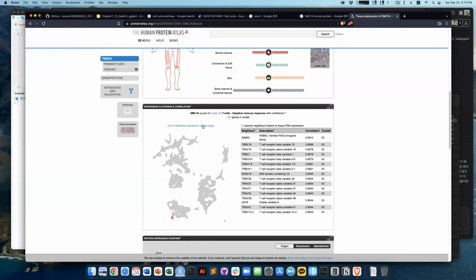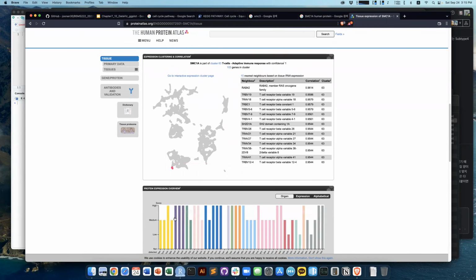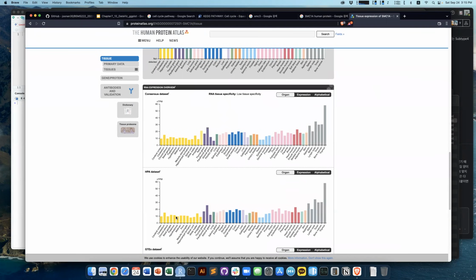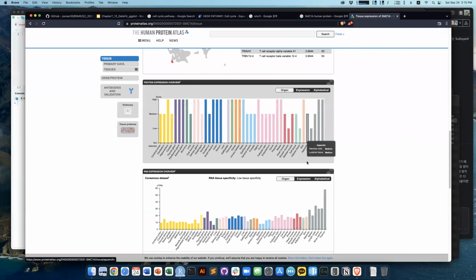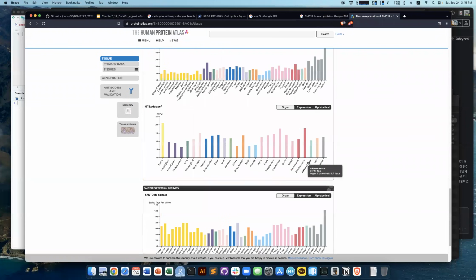Okay, so how about expression according to functions? So what is this gene? This is the adaptive immune response. So the gene is probably working in T cells. Okay, so here is the rank. So this is the gene expression overview. This is just a quick overview, and this is a more detailed data set.